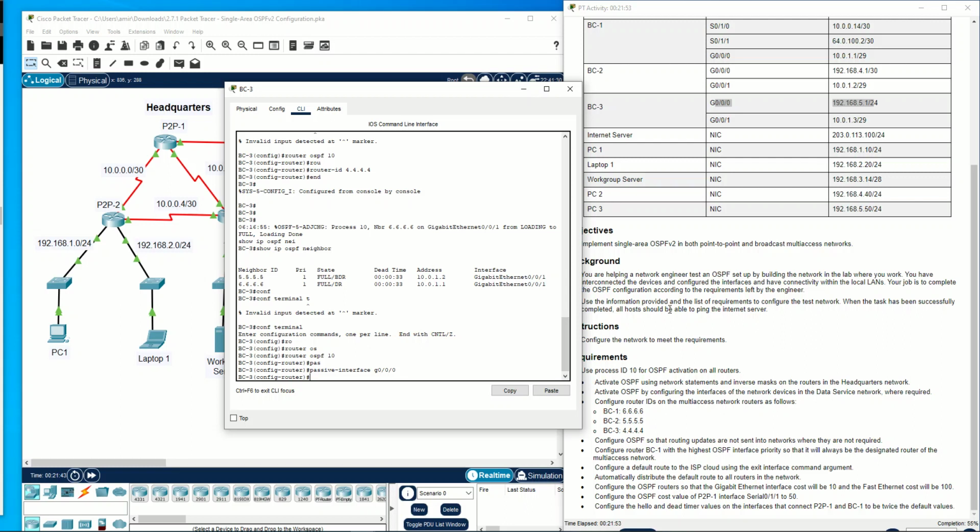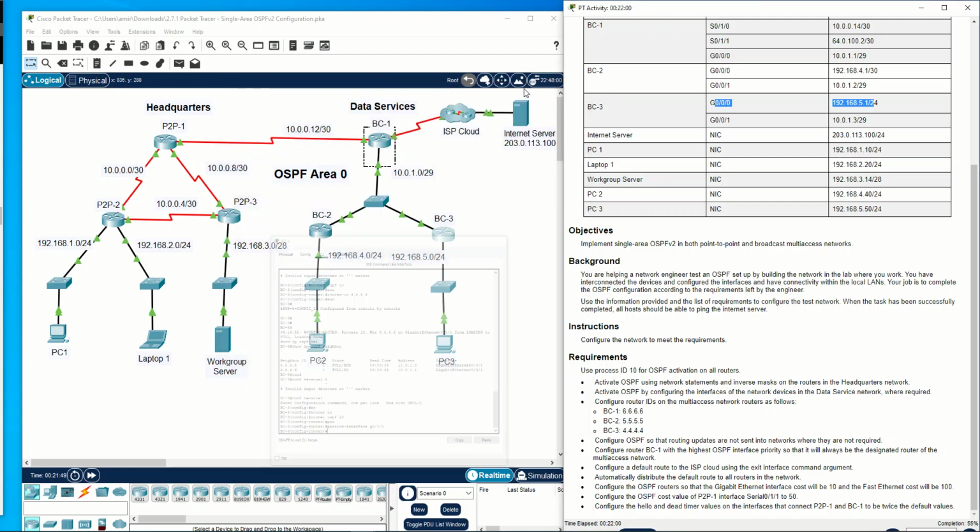And after that, okay, and also, what about P2P1? P2P1 connected to router, all of the links connected to other routers, and BC1 is also the same. Connected to router here, connected to router here, connected to another router here, and also connected to another router in the internet service provider cloud.